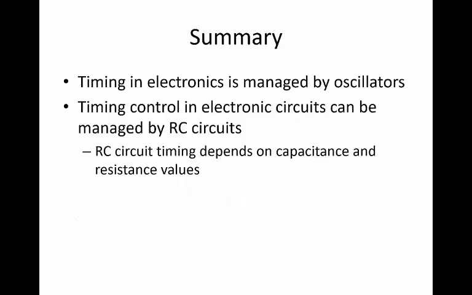So to summarize, timing in electronics is managed by oscillators. Timing control in electronic circuits can be managed by RC circuits. And an RC circuit controls the timing dependent on the capacitance and resistance values, because it takes a certain amount of time for a capacitor to charge or discharge. And that's how it controls how quickly things turn on and off.